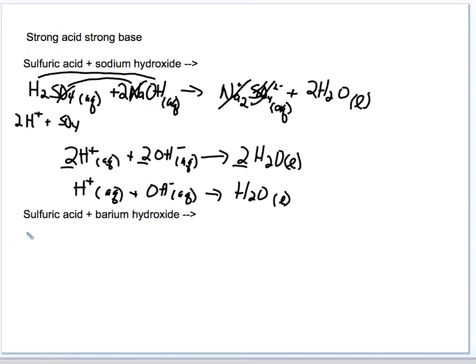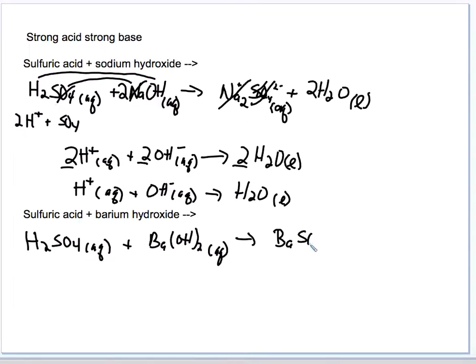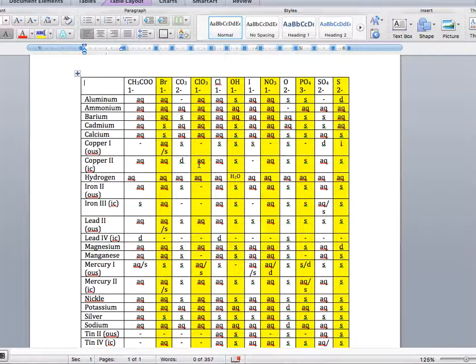Here's one right here. Sulfuric acid, once again, is H2SO4, and we're going to say that that's aqueous, plus barium hydroxide, also aqueous. Now what's going to happen is our salt will be barium sulfate, BaSO4. We'll have to look that one up. Plus the H will go with the OH and make water, which is going to be L for liquid. We'll look up the barium sulfate on our solubility table, and you can see that it forms a precipitate.